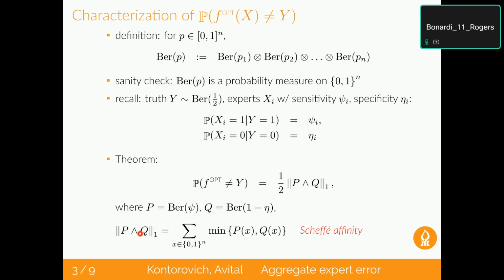This quantity is actually an interesting quantity. We'll discuss it later. I'm calling it Scheffé affinity. I've also seen it called statistical similarity. It's basically 1 minus the total variation distance. We'll discuss it later. But this result, again, is a consequence of the Neyman-Pearson lemma. It gives an exact expression for the probability of error.